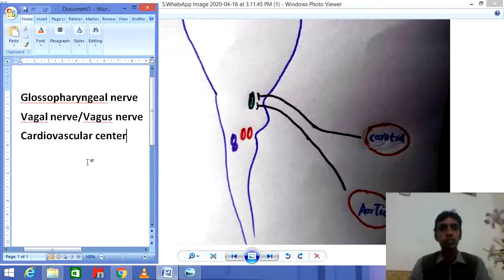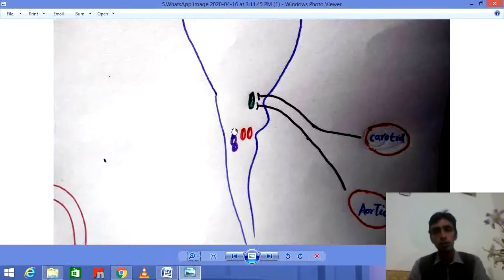This cardiovascular center is present in the medulla. Some part of it is also present in the pons, but you will write here that it is present in the medulla oblongata. So these 4 nucleuses combinedly make the cardiovascular center, which is present in the medulla oblongata.